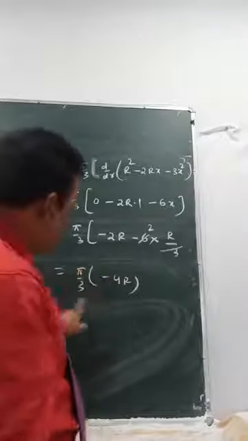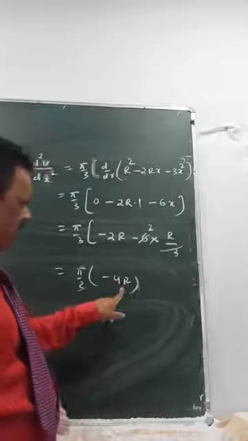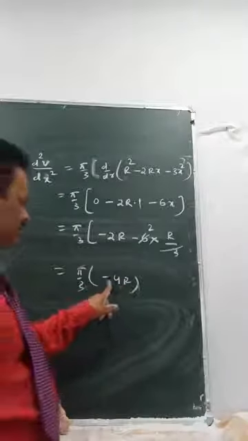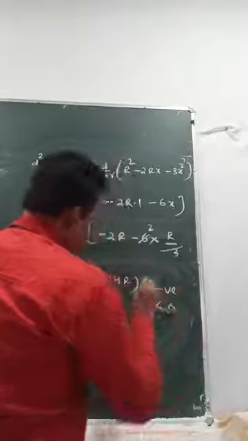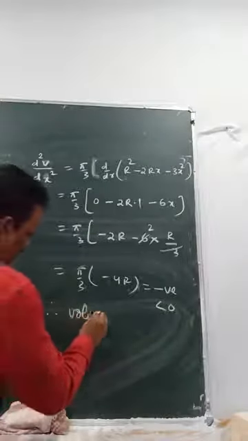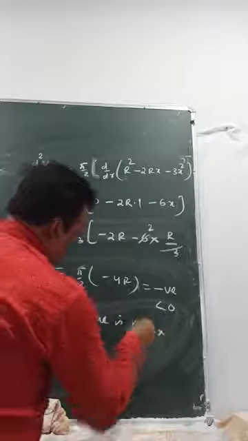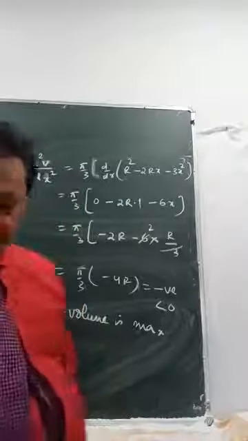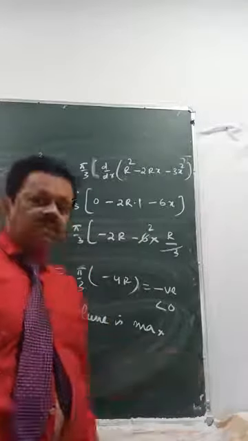All are constant, look at here. Everything is constant. Then you can say whether it is positive or negative. So this is negative, less than 0. Therefore, volume is maximum.